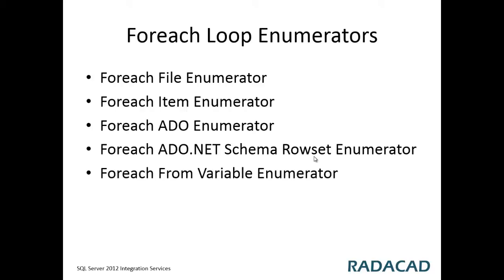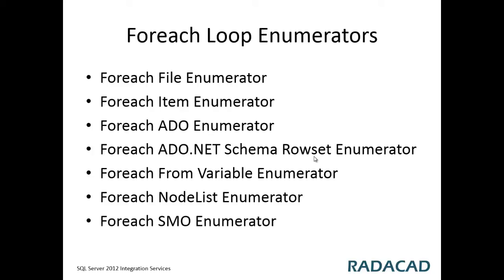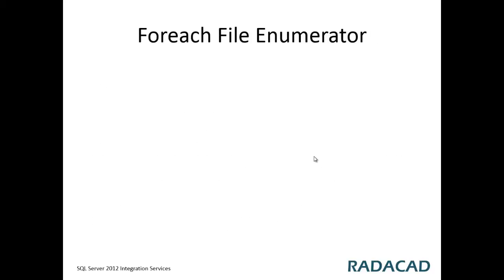The Foreach From Variable enumerator works with variables loaded from .NET, for example, an array of integers or an array of strings. And the node list enumerator, which is very useful for working with XML data. For example, when you have XML data with nodes, elements and attributes, you can use this one. And lastly, the SMO enumerator, which is for SQL Server Management Objects. For this video, we will focus on the file enumerator.